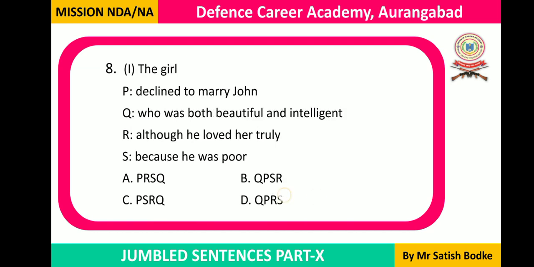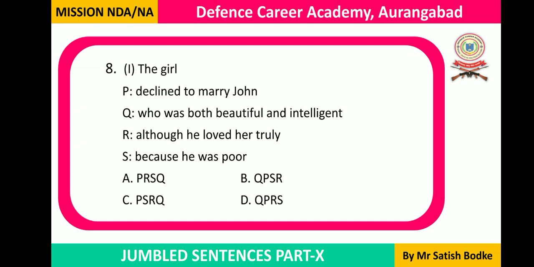Now let's go to question number 8. The girl. It is again a noun phrase, and a noun phrase constitutes the subject. And after the subject, a verb should follow. So the girl declined to marry John. Declined is the verb. The girl declined to marry John. Or as I already told you in the syntax types, between the subject and the verb, another clause or another phrase can be inserted. Here we can see in part Q that there is a relative clause. Who was both beautiful and intelligent? Who was beautiful and intelligent?